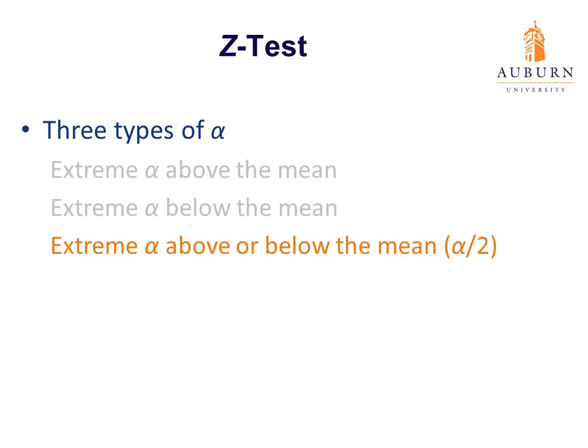So the last type of alpha that we'll talk about is the extreme alpha above or below the mean. In this particular case, what we're saying is that we don't know what to expect with our training program. Maybe the performance will increase because of the training program. Maybe it will decrease. We don't know because it's never been tested. Maybe we developed this training program ourselves. So whenever that happens, we have to take our alpha and we have to divide by 2 to account for both directions of our distribution.